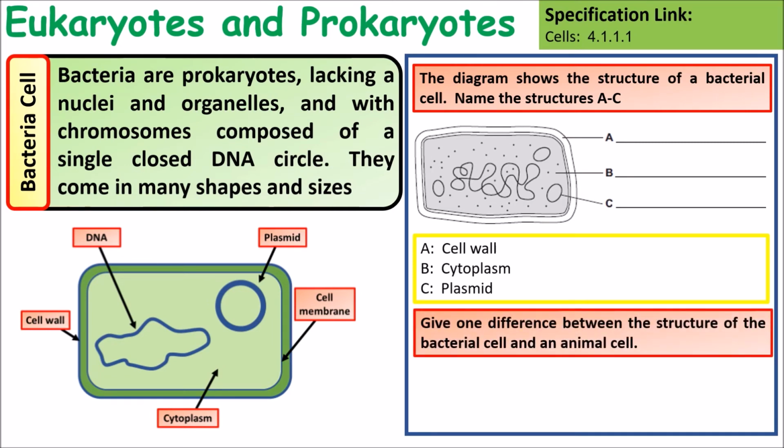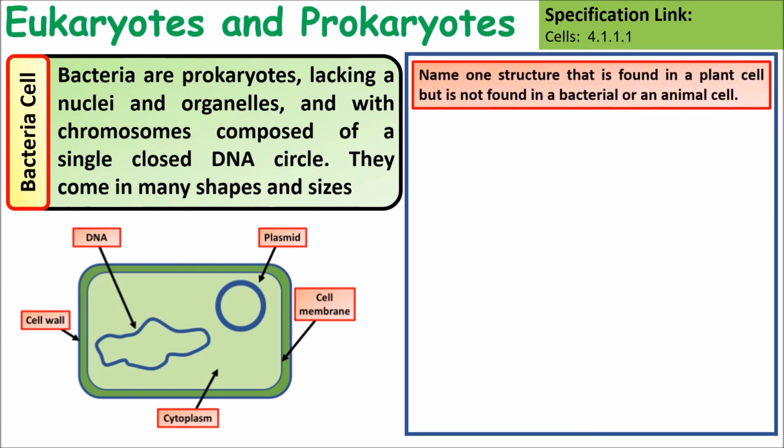If we look at giving one difference between the structure of a bacterial cell and an animal cell, things like animal cells have a nucleus, bacterial cells don't. That is the important thing that you'd need to mention. So name one structure that is found in a plant cell but is not found in a bacteria or an animal cell. It would be a chloroplast.